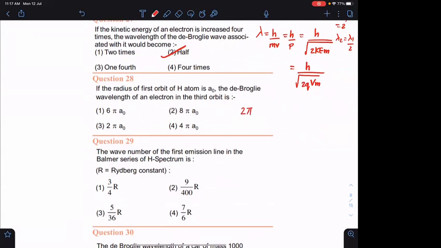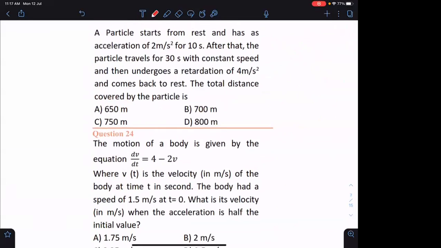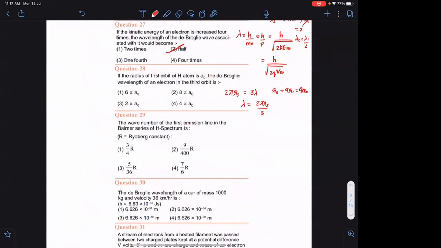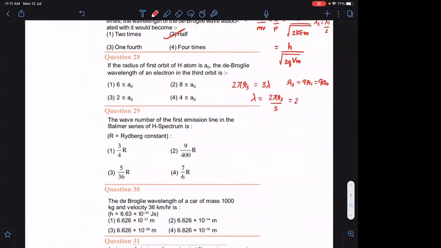So 2 pi r3 is nothing but the circumference. That must be equal to, if it is forming 3 waves, 3 lambda. So lambda is equals to 2 pi r3 upon 3. r3 is equals to 9 times r1, because radius is directly proportional to n square, which is equal to 9 times a0. So lambda क्या आ गया आपको? 2 pi 9 a0 upon 3, which is equals to 6 pi a0.